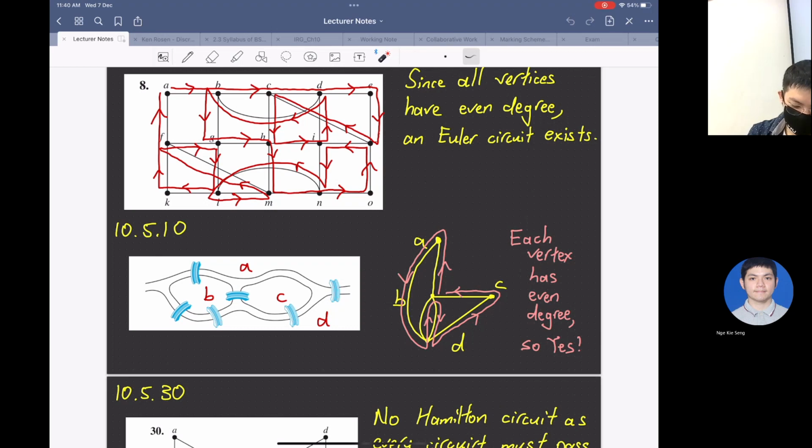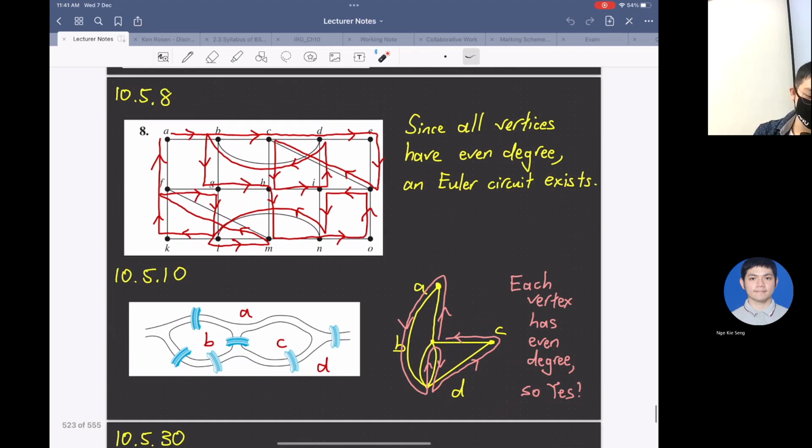10.5.10. This one is another, 1, 2, 3, 4, 5, 6, the 6 bridge problem. So you make it into a graph problem, and then you check that every vertex has even degree. So you get an Euler circuit.